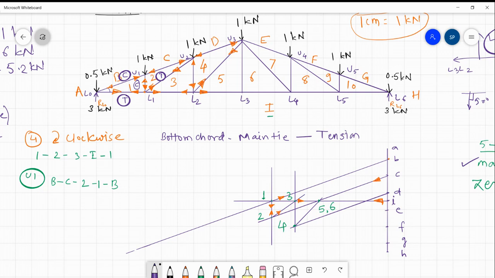Then the principal rafter or top chord member is subjected to which type of nature? It's subjected to compression. Then the vertical members are also subjected to compression. These are nothing but struts.